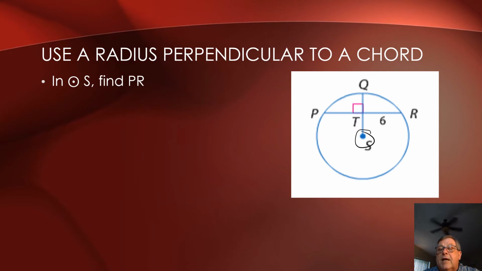Well, if segment TR is 6, and we see that that's so, it's 6, then PR must be twice that amount because segment SQ, the radius, is bisecting PR, and if we know what half of that is, well, then we can just double that to find PR, and that means that PR must be 12. 12 units.